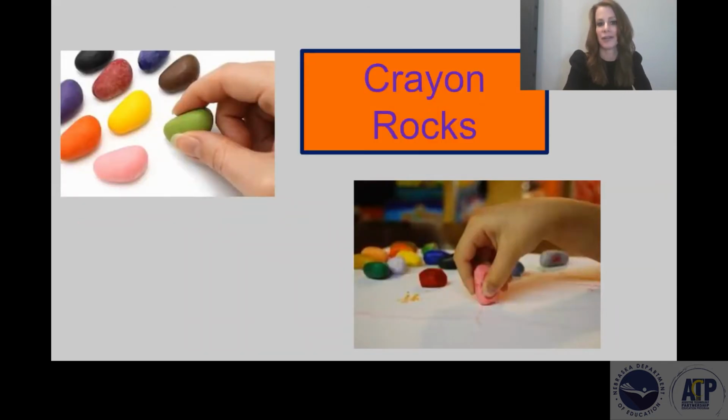Here are the crayon rocks. That's what they look like. So you would have to grasp it this way. It would be too hard to do it this way or this way, right?